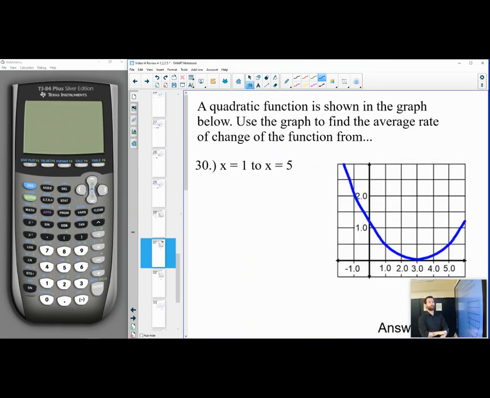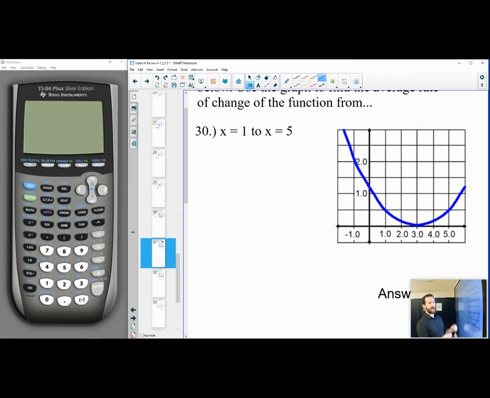Excellent. Same graph, but different starting and ending points. So even though it's the same graph, we can't just automatically say the average rate of change is going to be the same, because it's not. We're starting from 1 and going to 5. So x equals 1 is right here. So that's our first point. And the second point is x equals 5. So we go to 5, go up to the function. So this is the ending point.